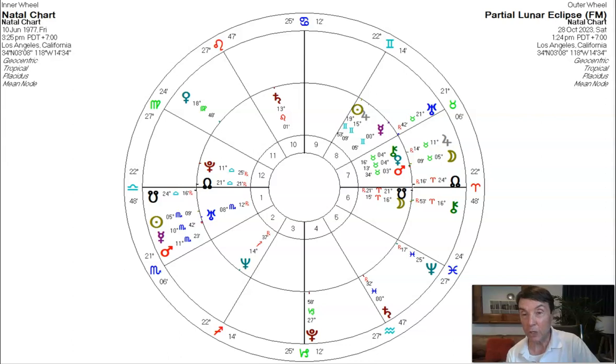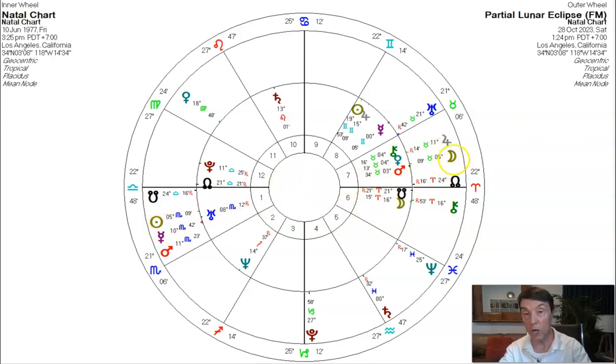Okay, so let's have a look at it in the actual chart itself. The middle wheel here is the person's birth chart, and the outer wheel are the transits of the eclipse on the eclipse day, of course. So here we have the eclipse going right across the 7th and the 1st house axis.